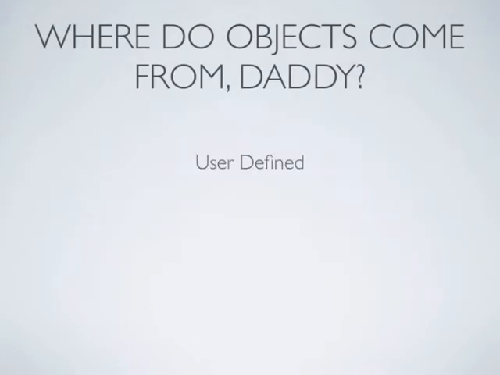So where do we actually get objects? One of the ways that we can actually create an object ourselves is by defining it ourselves. There's a classification of objects called user-defined objects, which are basically just objects that for one reason or another we decide are necessary and that we actually create.